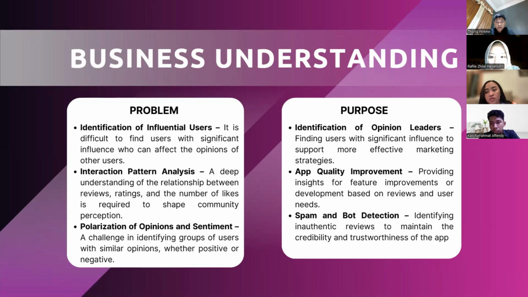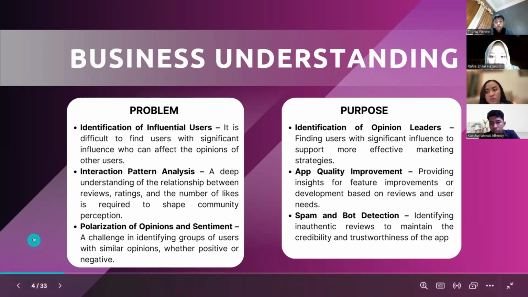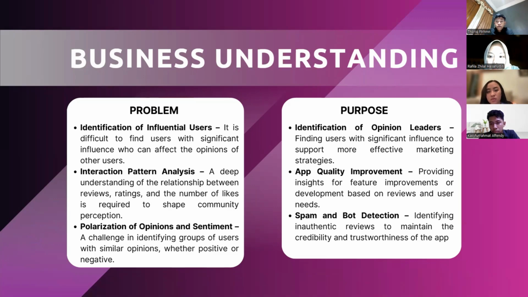Moreover, analyzing patterns of interaction and user engagement is crucial to understand how reviews, ratings, and likes are interconnected in shaping the community perception of the app. For instance, a low-rated review with a high number of likes could indicate a common concern that needs immediate attention from developers. On the other hand, a high-rated review with positive support may indicate a successful feature that is ready for further development.